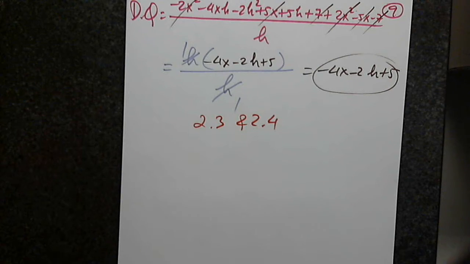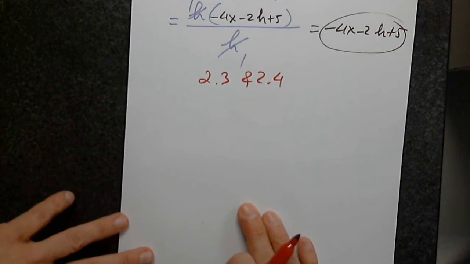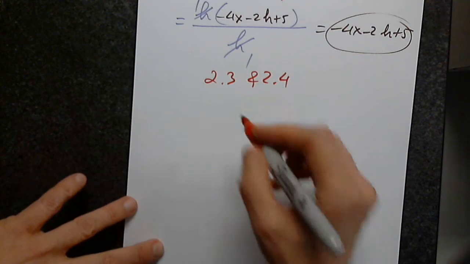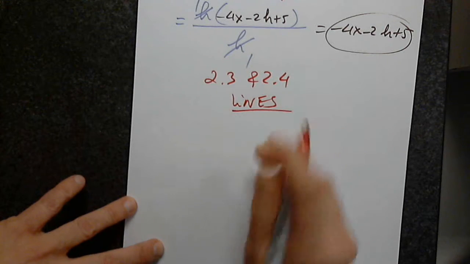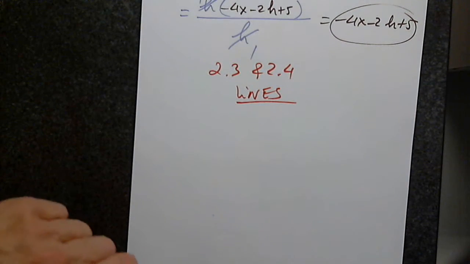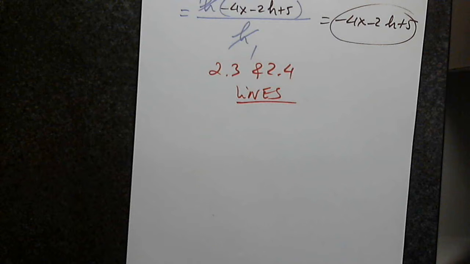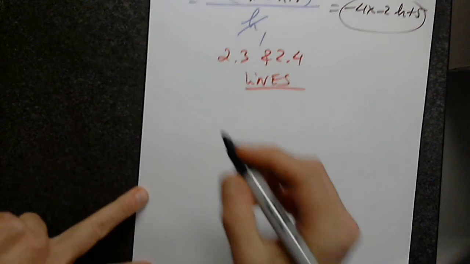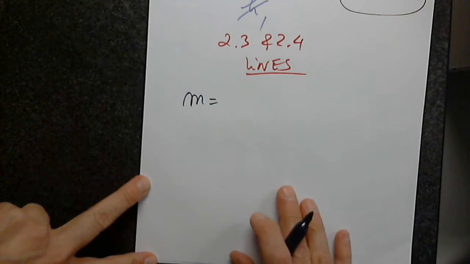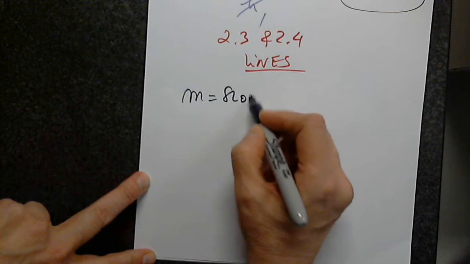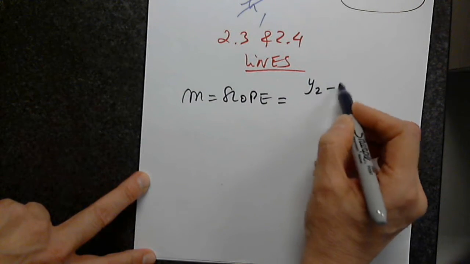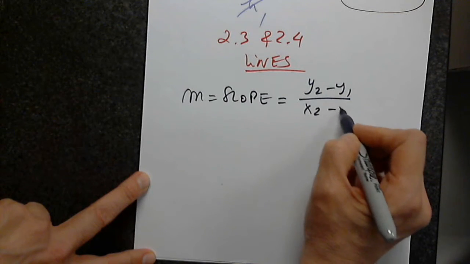These are both review, but I'll go over everything. It's all about lines. And let's just review the formulas and the equations that we need to know. Of course, we already used this one, which is the slope, which is y2 minus y1 over x2 minus x1.